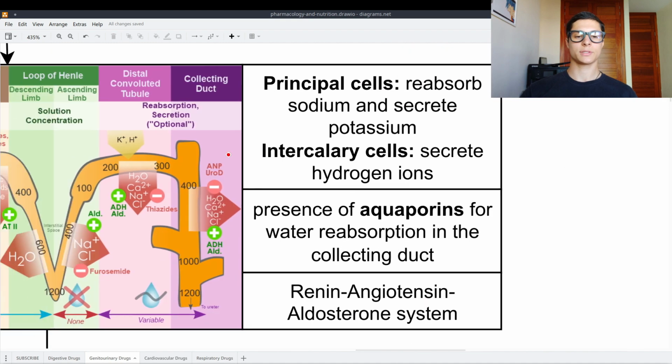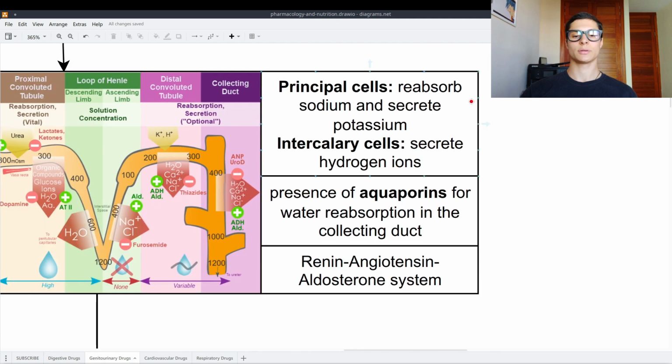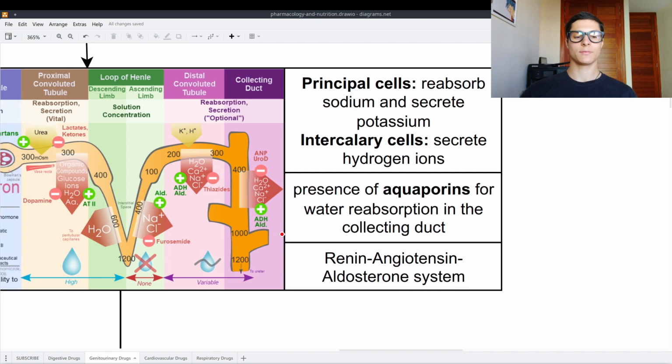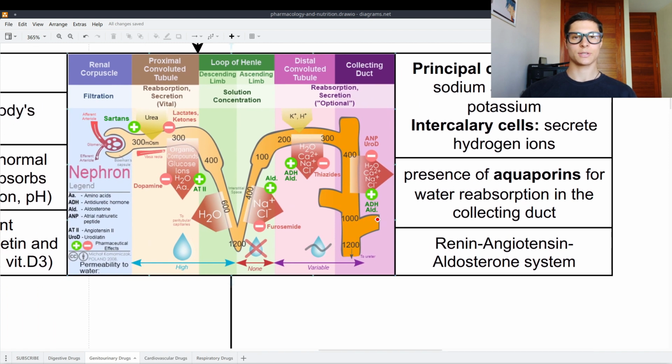Anyway, we have to differentiate between the principal cells that reabsorb the sodium and secrete the potassium using the sodium-potassium pump, and the intercalary cells that secrete the hydrogen ions, the protons. There is the presence of aquaporins for the water reabsorption in the collecting duct here to facilitate it. And there is also the renin-angiotensin aldosterone system, which is involved in the excretion, secretion and reabsorption of water and minerals.